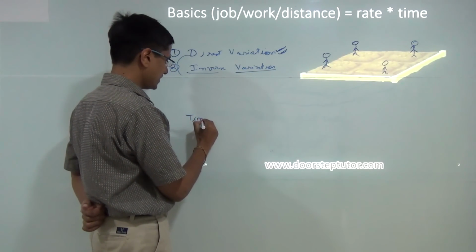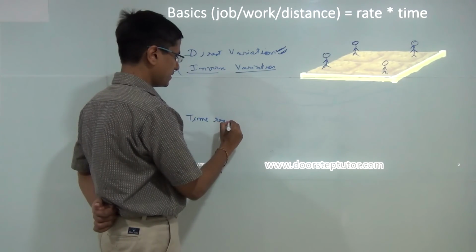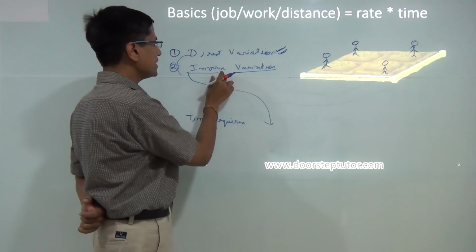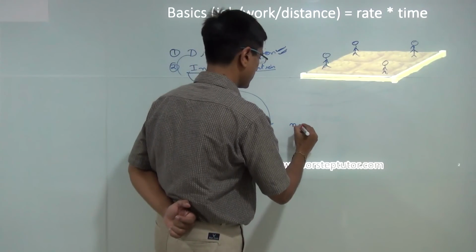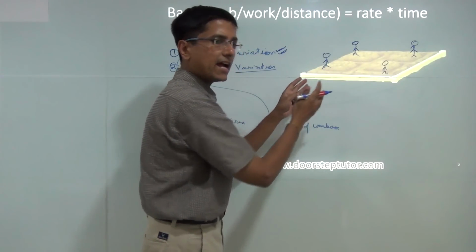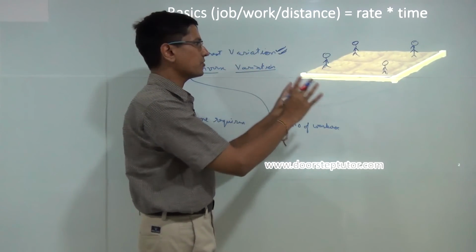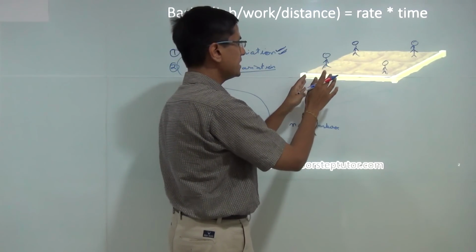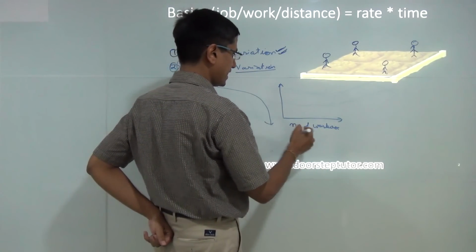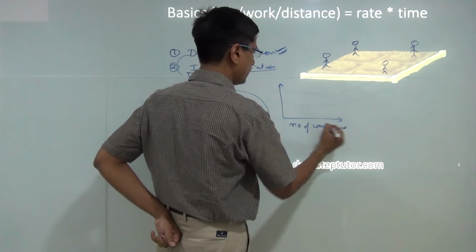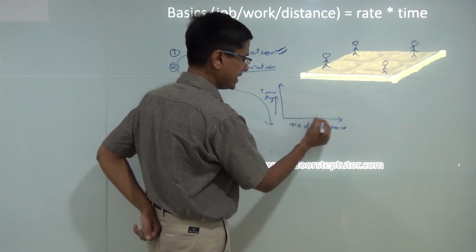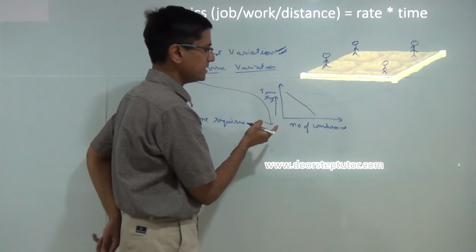So I can write it as: time required is in inverse proportion, or varies inversely, or is in inverse variation to the number of workers, provided that the area remains unchanged. Other variables are kept constant, the type of soil and all of those things remain the same. Such a relationship, if I had to plot on a graph, I can plot it like this. So this is number of workers and this is time required. As I increase the number of workers, the time required decreases. Very simple.